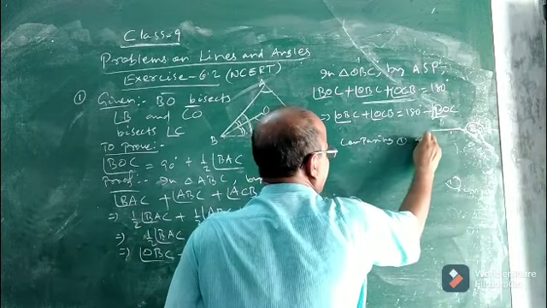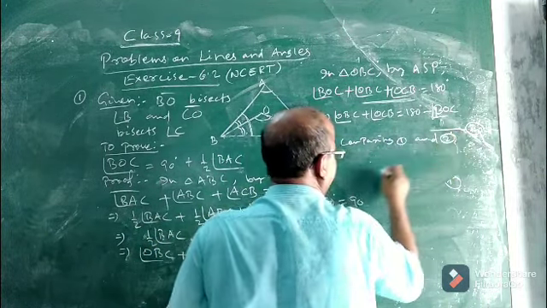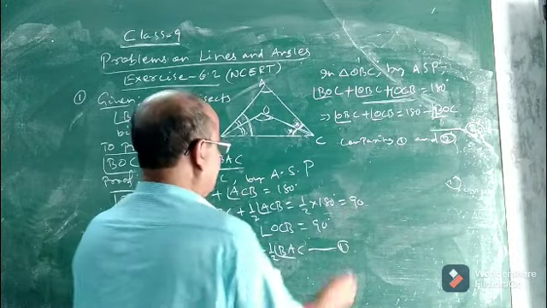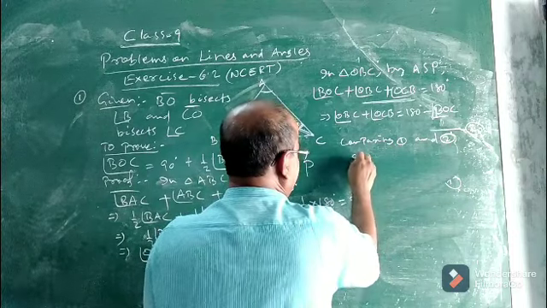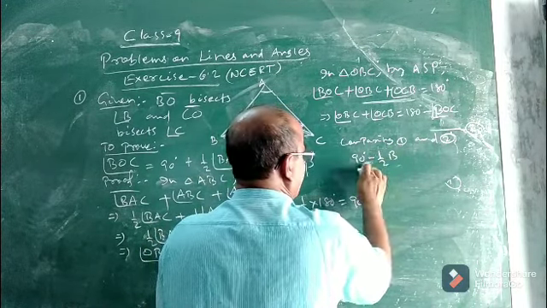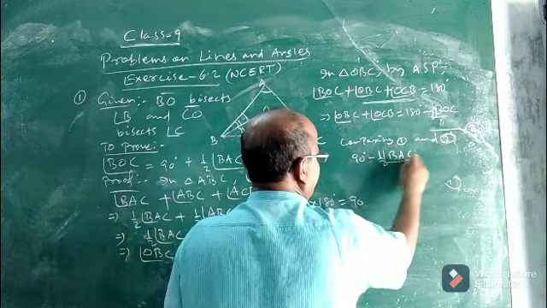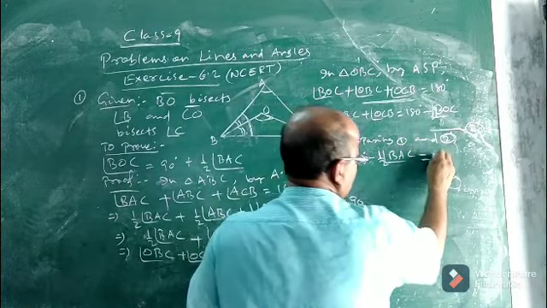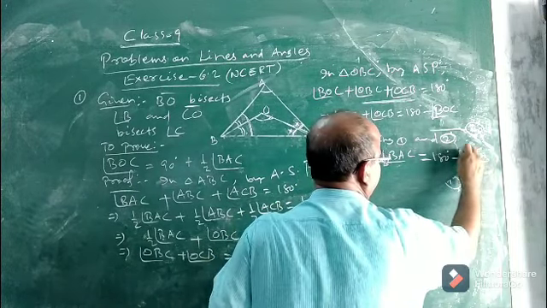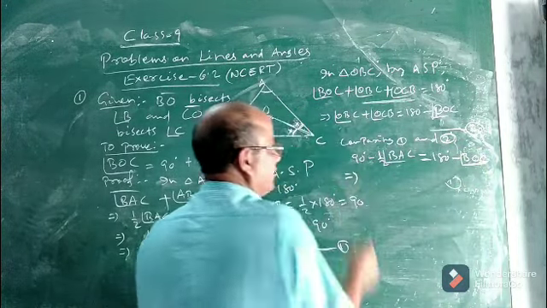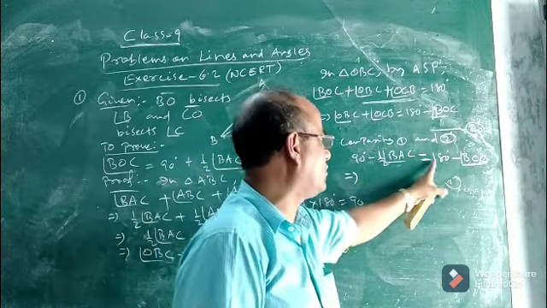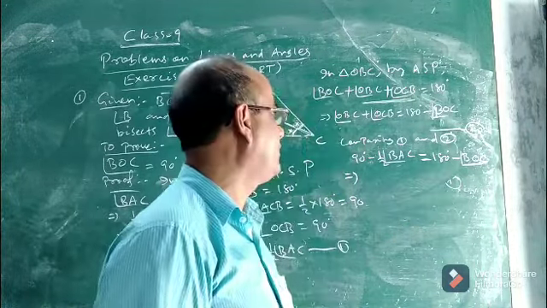Comparing 1 and 2, what will we get? We will get 90 minus half BAC equal to 180 degrees minus BOC. Okay, now see, 90 minus half of BAC equals 180 minus angle BOC.